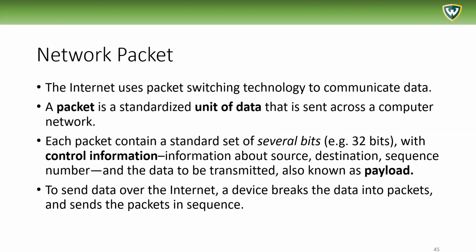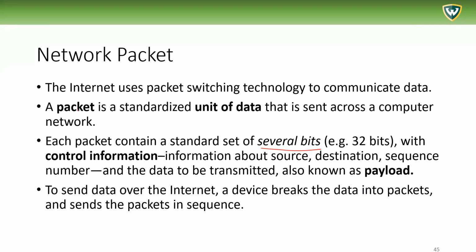Network packet. The internet uses packet switching technology to communicate data. A packet is a standardized unit of data that is sent across a computer network. Now, notice that a packet is not a bit. Each packet contains a standard set of several bits, usually 32 bits, but it can be higher as well. So this is the standard 32 bits. Think about how many different values that is.